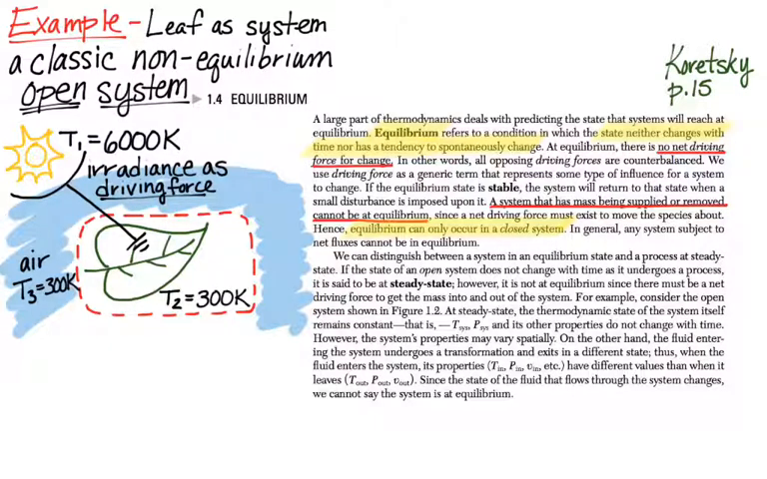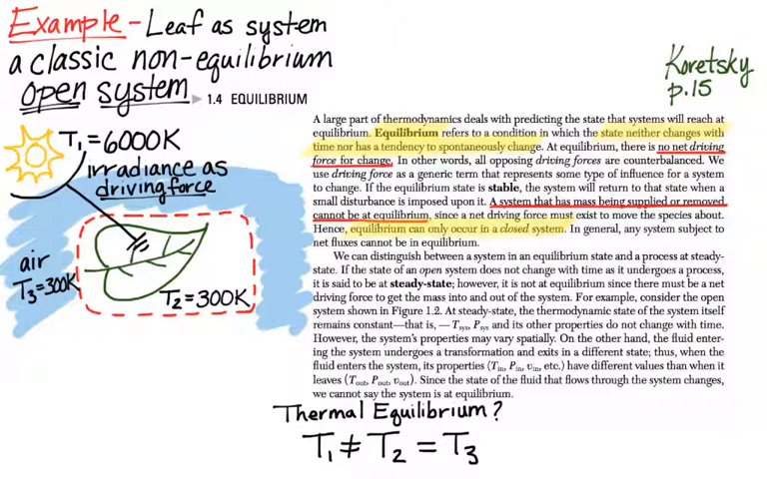Now remember, equilibrium has no net driving force. Here we have light as a driving force. That driving force basically says that we are asking, are we in thermal equilibrium between the sun and the leaf? No, because the temperature of the air is not the same as the temperature of the sun, which is not the same as the temperature of the leaf. And so we functionally do not have thermal equilibrium going on here.